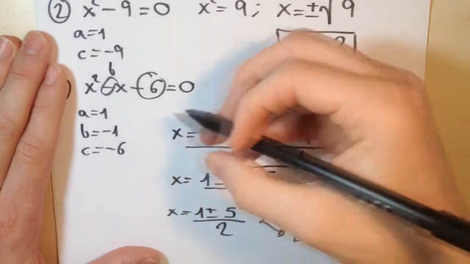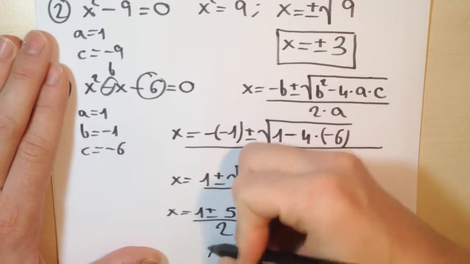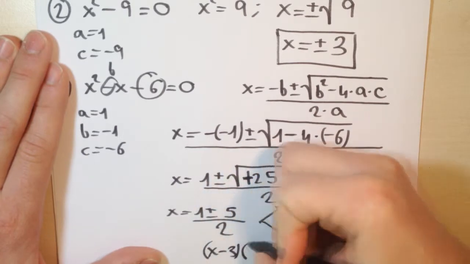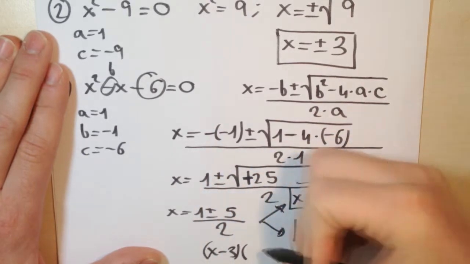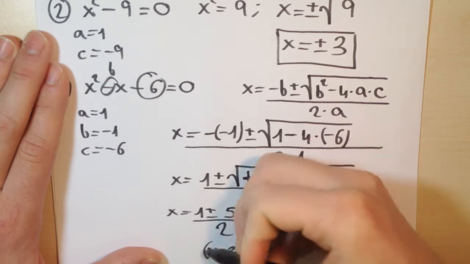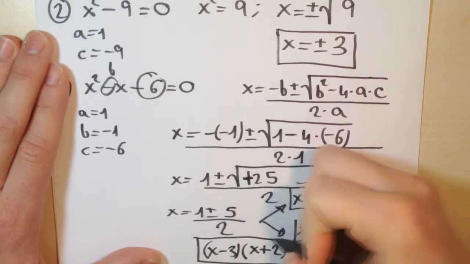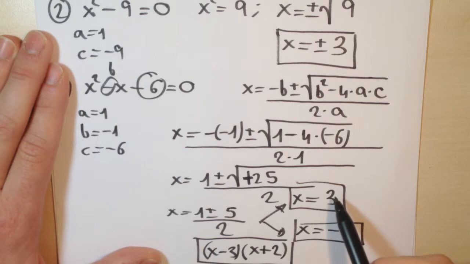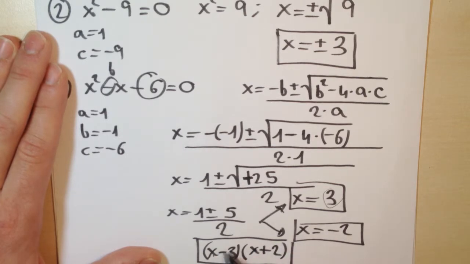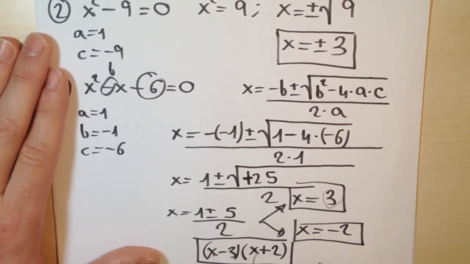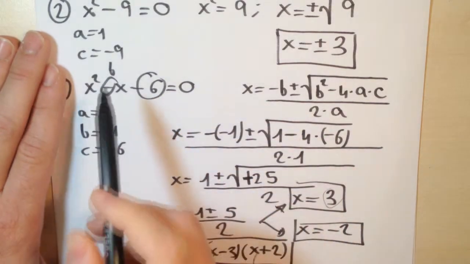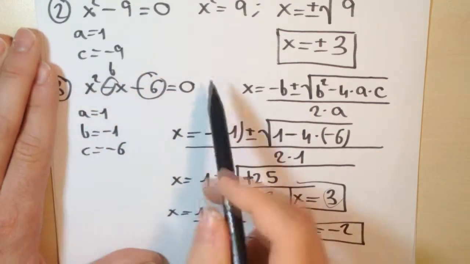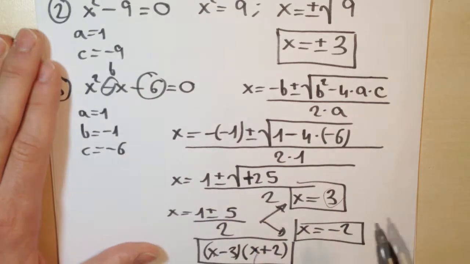So we could put this like x minus 3 multiplied by x plus 2, and you can see here are the solutions. If we put 3 here, this would be 0, and if we put -2 here, this would also be 0. So if we would work on this, we would go to these equations of the beginning.